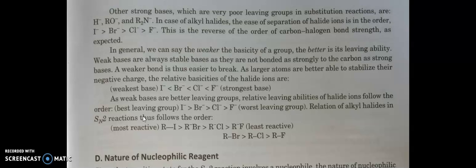The relative basicities of the halide ions: the weakest base is I minus, then Br minus, Cl minus, and F minus is the strongest base. So, as weak bases are better leaving groups, the relative leaving ability of halide ions follows the order: best leaving group I minus, in comparison to F minus, the worst leaving group. The reactivity of alkyl halides in SN2 reactions thus follows the order: most reactive RI, RBr, RCl, RF, least reactive.